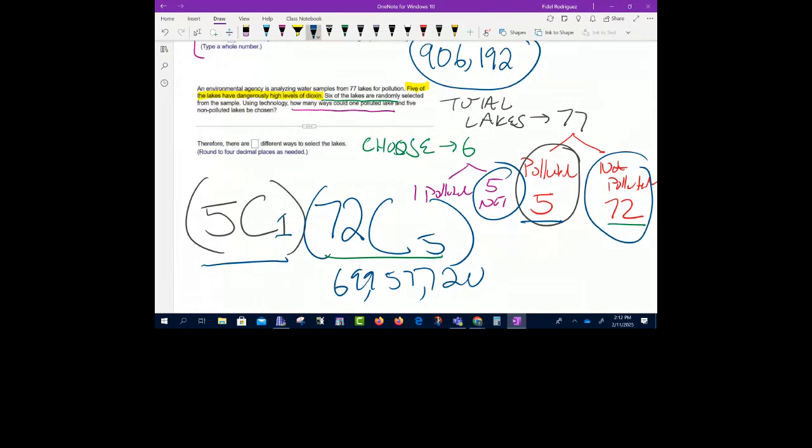Okay. So y'all, one way that you can kind of verify, like, hey, am I really doing this the right way? One thing we can say is, look, how many lakes did we have total? We had 77 of them, right? And we're going to pick 6 of those lakes. Y'all, if you add 5 and 72, boom, there's your 77. If you add 1 and 5, there's the 6 that we're choosing, okay? But we're choosing 1 from that polluted group and then the 5 from the non-polluted group, okay?